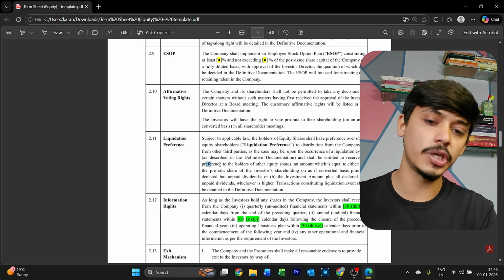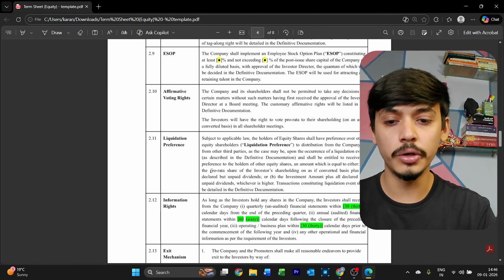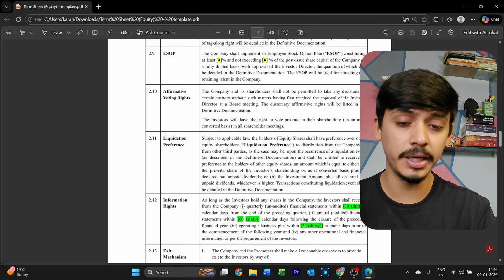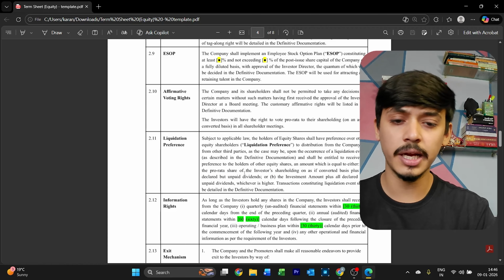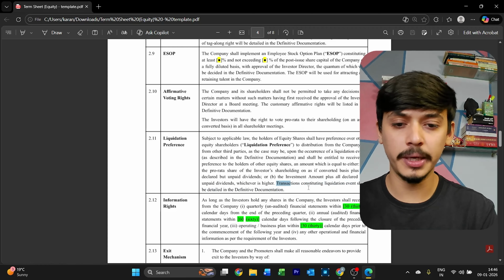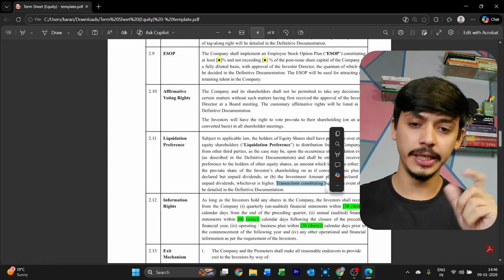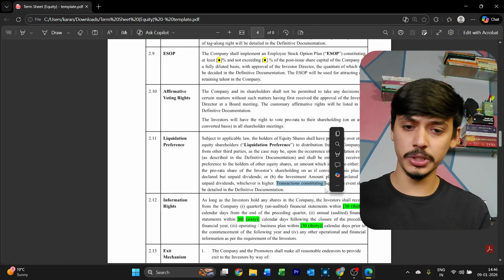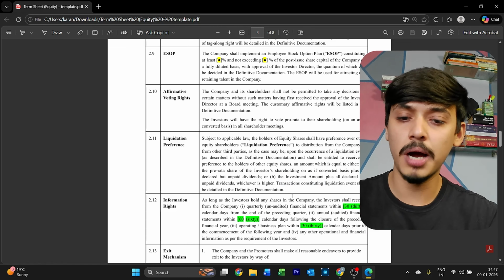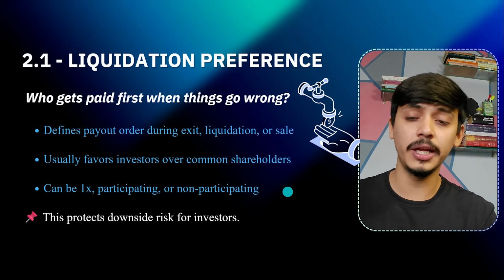And then it is mentioned how the amount will be received by them. So it could be a pro rata share of investor shareholding on an as-converted basis but unpaid dividends. So if there are unpaid dividends, that might not be taken into account. Or the investment amount plus all declared but unpaid dividends, whichever is higher. So in the final document, this would be mentioned in detail with detailed amounts, taking into consideration how much investment is made, because based on that the dividends can be calculated, right? That is about clause number 2.1, liquidation preference.